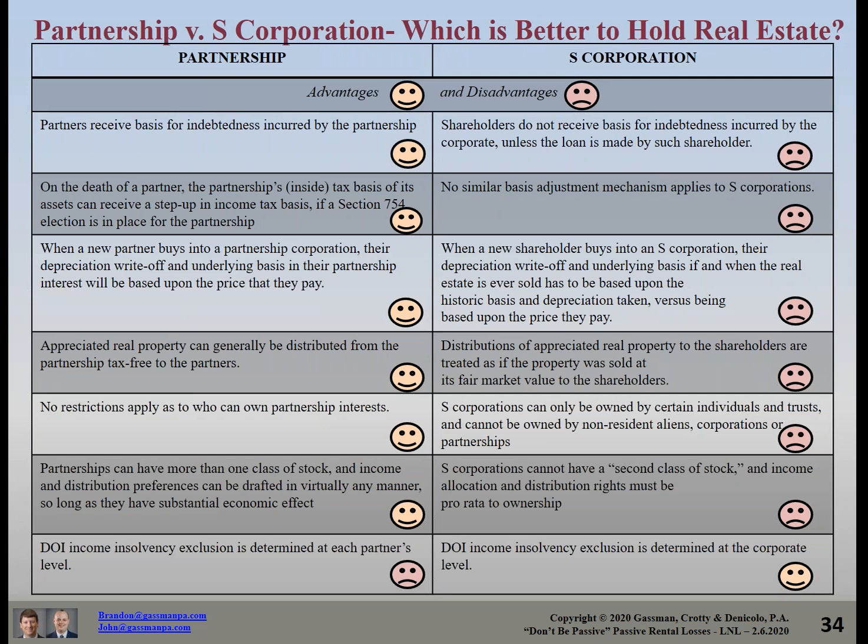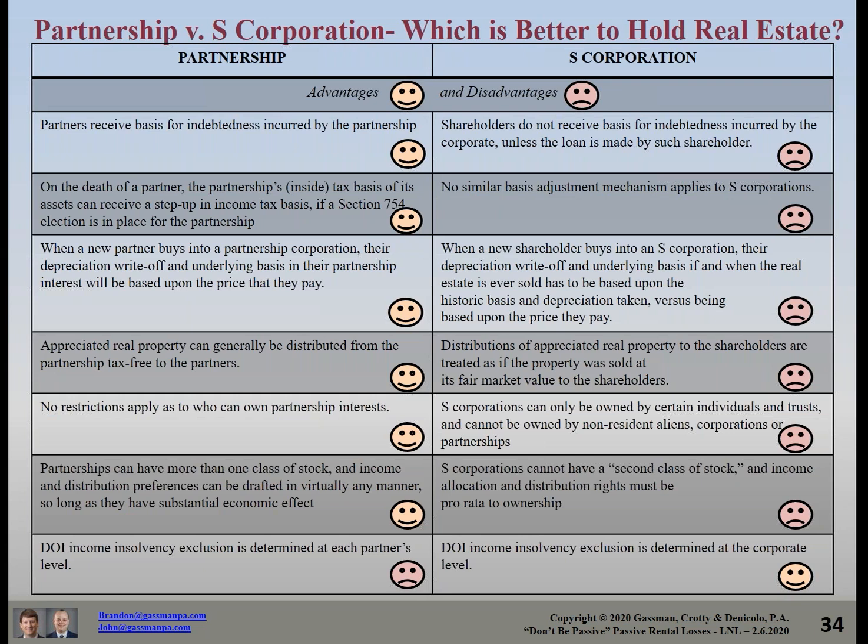You have no built-in gain, at least in the portion of the partnership held by the partner that passed away. Same thing when a new partner buys in. If you have the 754 election in place, that partner is going to get their interest as if they're buying in at the fair market value that they've just paid for. Whereas in the S corporation, a shareholder that buys in, there's no similar adjustment for the underlying assets.